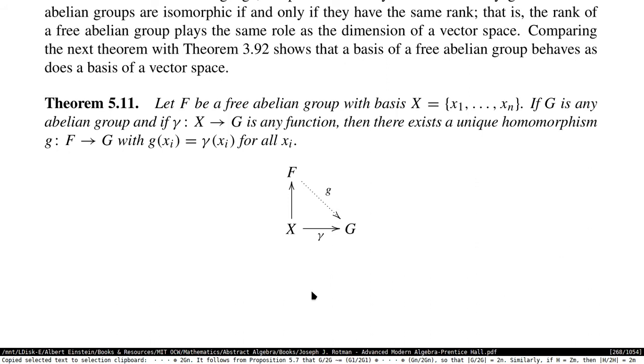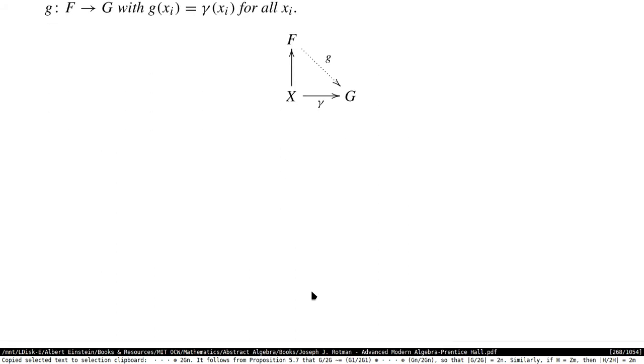If you have a free abelian group F with a basis X, now if G is any abelian group and you have a function gamma going from this basis to that abelian group G, then there is a unique homomorphism g that takes you from F, the free abelian group, to G, such that everything that you take from the basis is equal with respect to the two functions that you have, the g and the gamma, right? So g of xi is equal to gamma of xi, and that's a unique homomorphism.